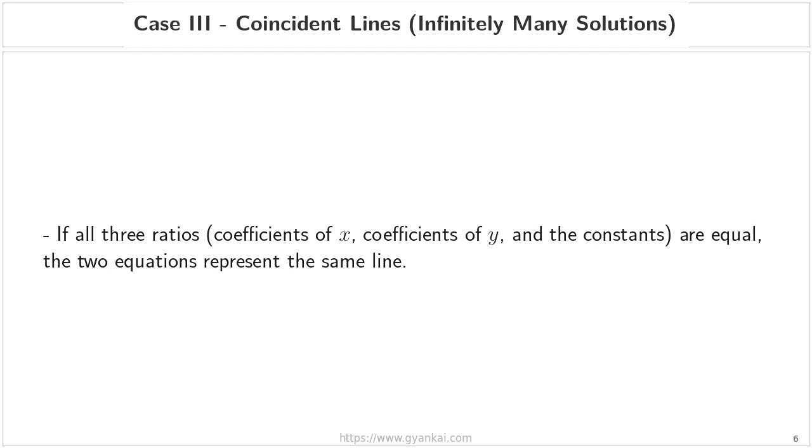This occurs if all three of our ratios, the ratio of the x coefficients, the ratio of the y coefficients, and the ratio of the constant terms, are all equal to one another. Mathematically, we express this condition as a sub 1 over a sub 2 equals b sub 1 over b sub 2, which equals c sub 1 over c sub 2.